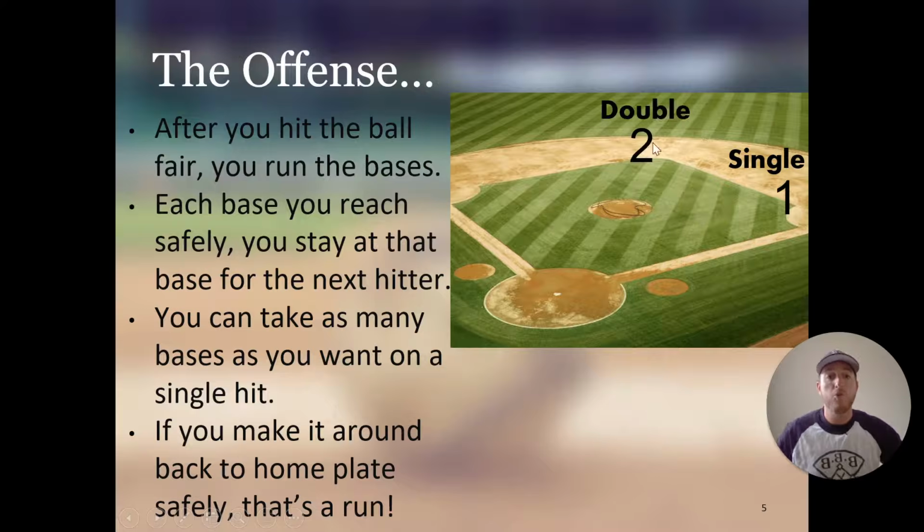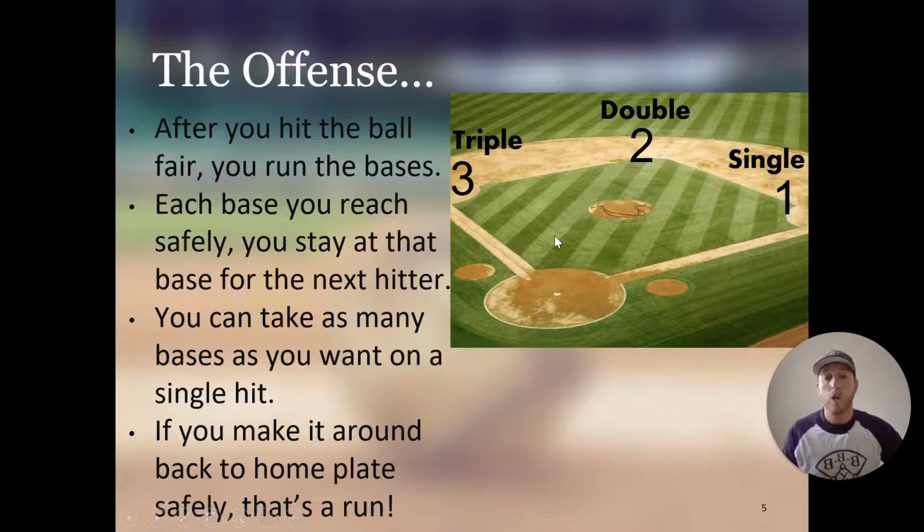If you make it to second base on the hit, so let's say you hit it to the outfield out here and the outfielder bobbles the ball or anything like that, you can round first and go to second on the same play. That is called a double. So if you hit it out and you're fast enough to get to second base on the hit, that is called a double.